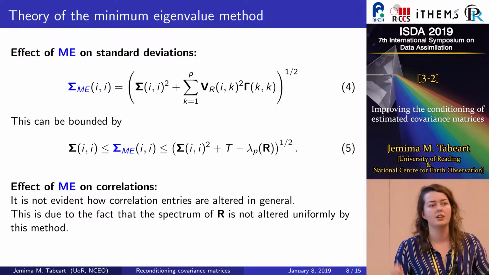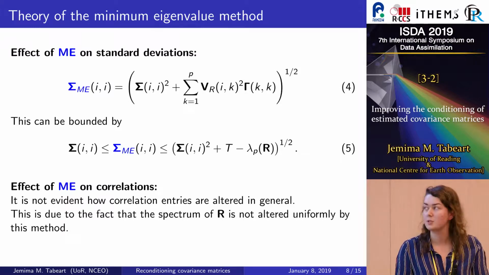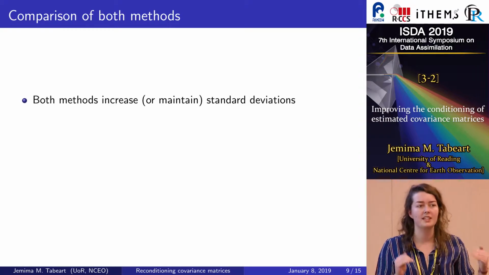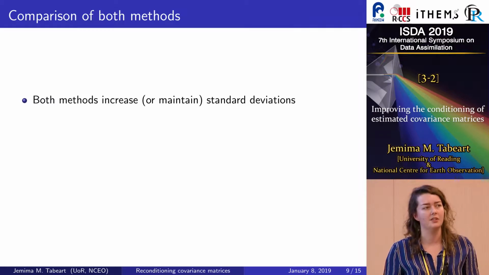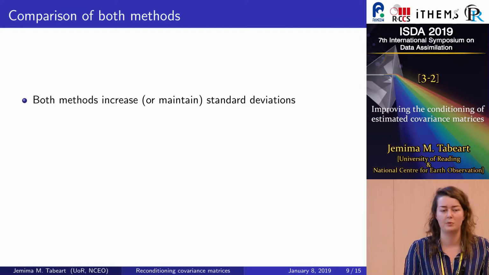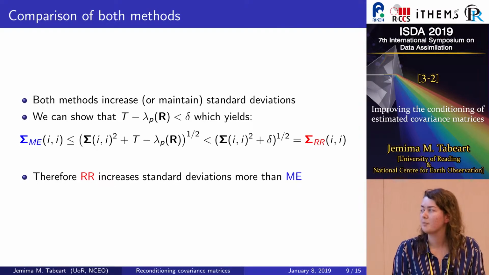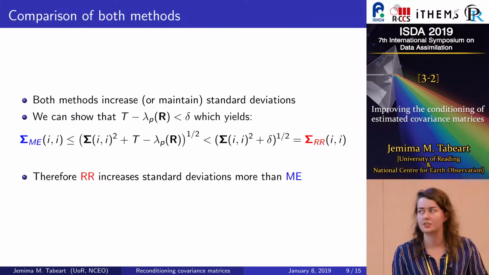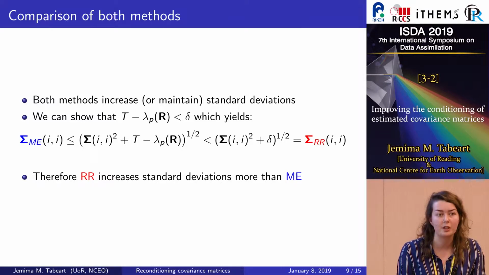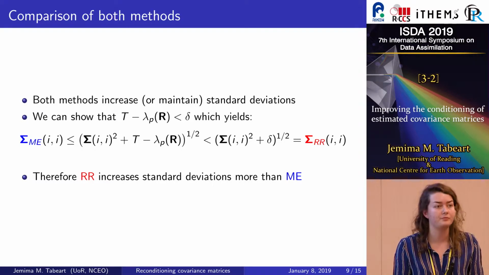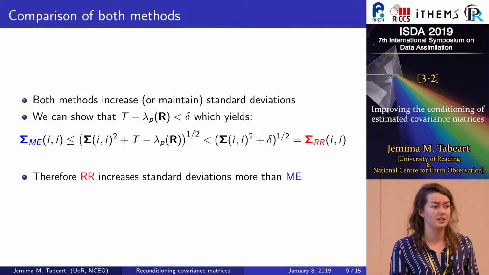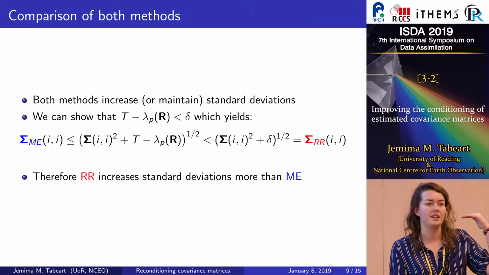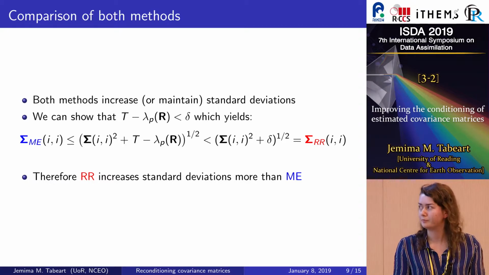OK, so we've got two methods, two lots of theory. Can we say anything about how they compare to each other? Yes. First of all, the most obvious thing is both methods either increase or maintain the standard deviations. So that means that we're going to be less certain about our observations than we were before. We can say more. In both cases, we could have a bound or an equality in terms of the original variances plus a constant term. And we can show that the constant term for the minimum eigenvalue method is strictly less than the constant term for the ridge regression method. So for the same target condition number, we're going to have smaller standard deviations for the minimum eigenvalue method than the ridge regression method.